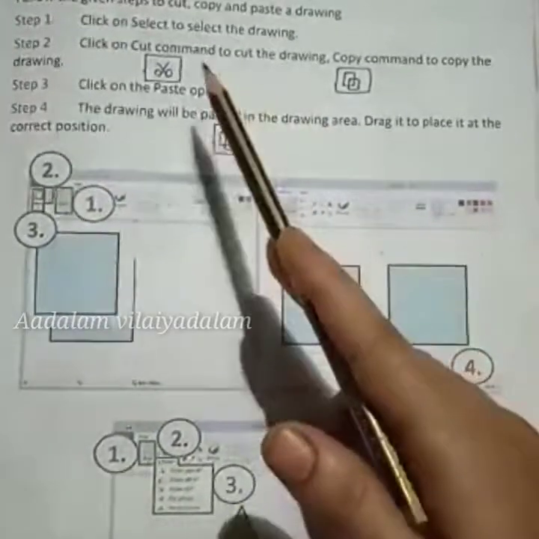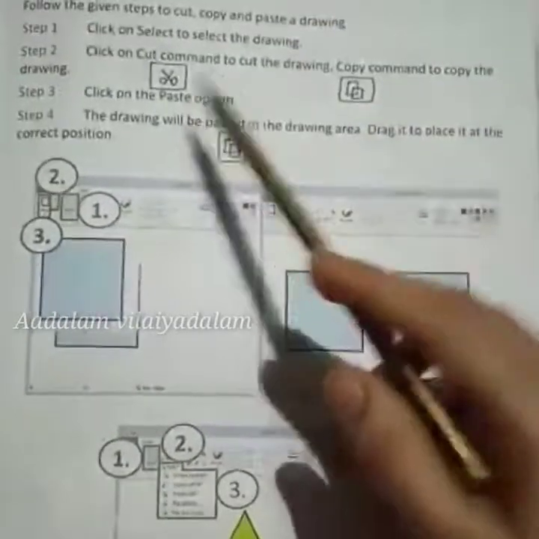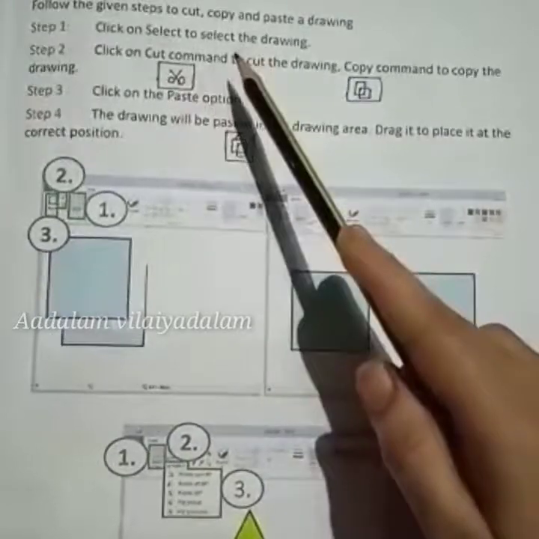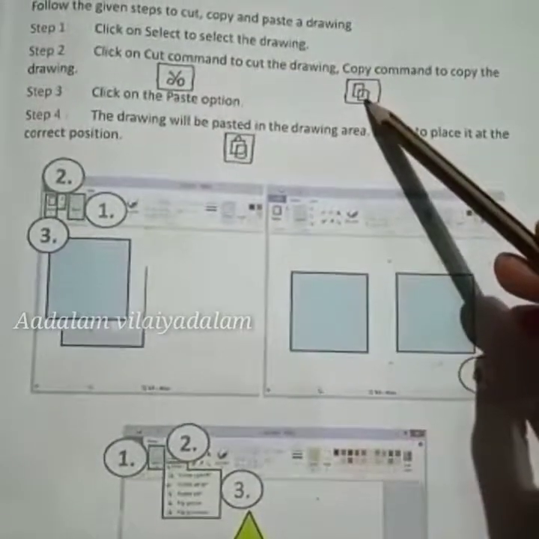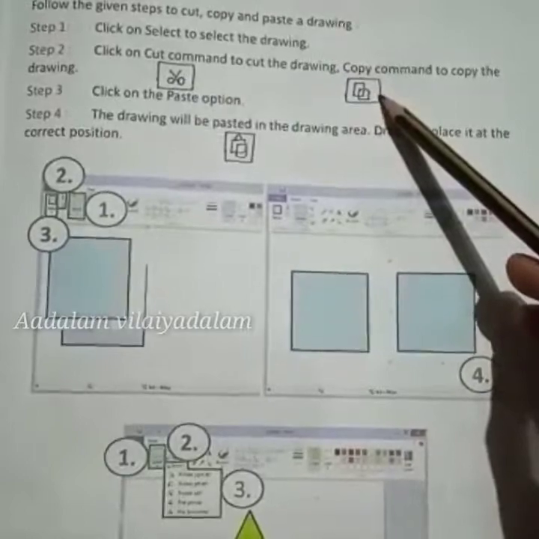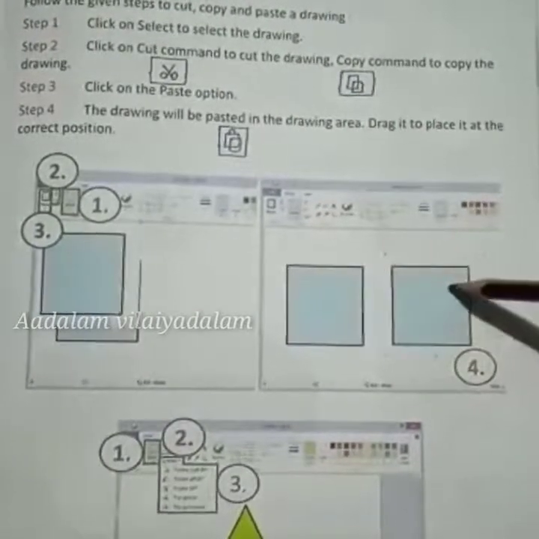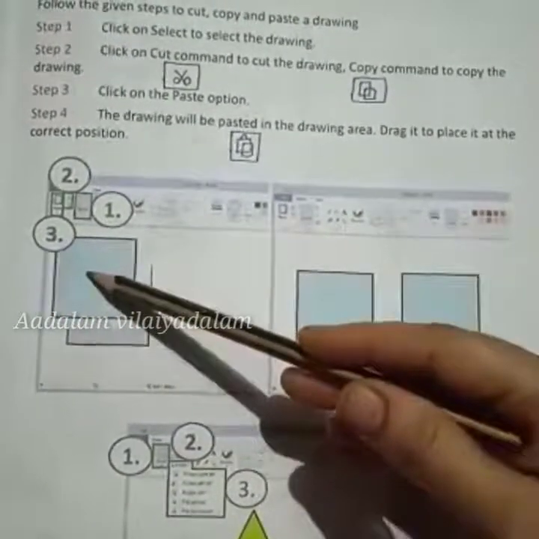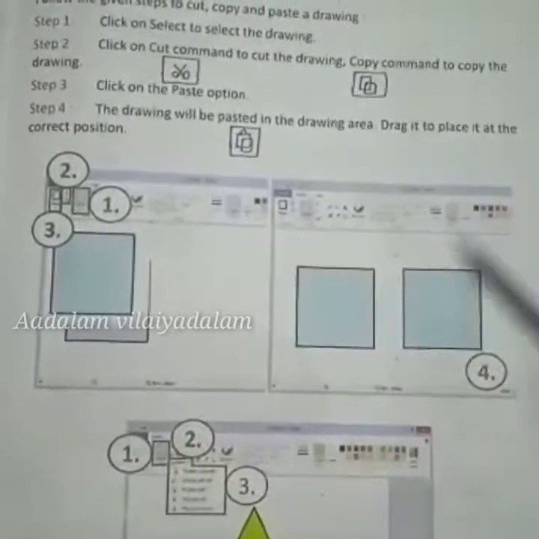What is the difference between cut and copy? Cut will remove the image permanently, but copy makes a duplicate of the image and makes two copies of the image, but cut creates only one copy of the image.